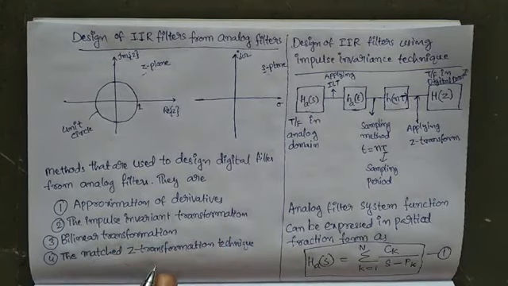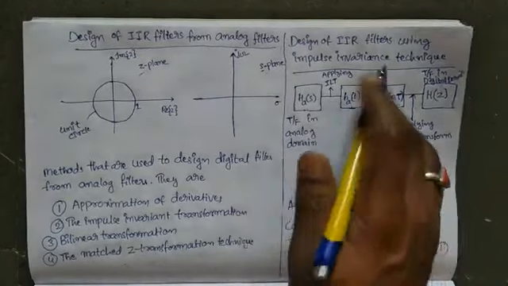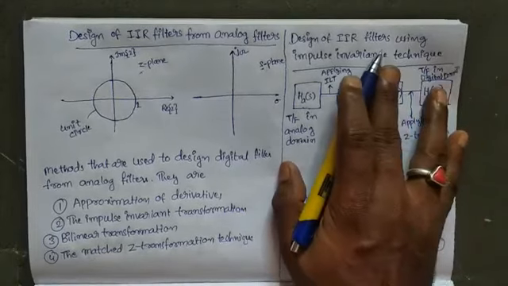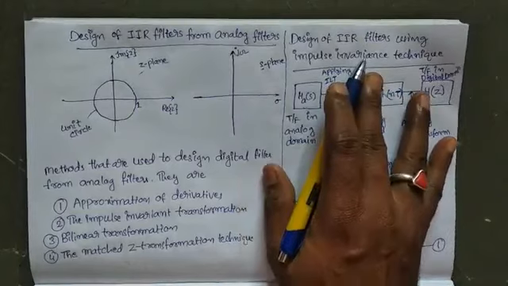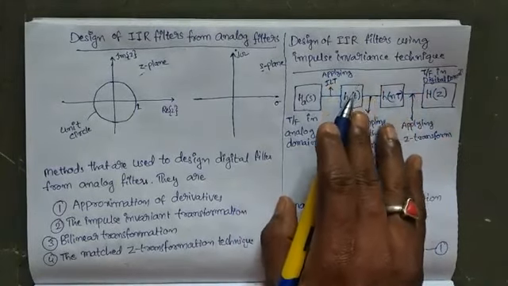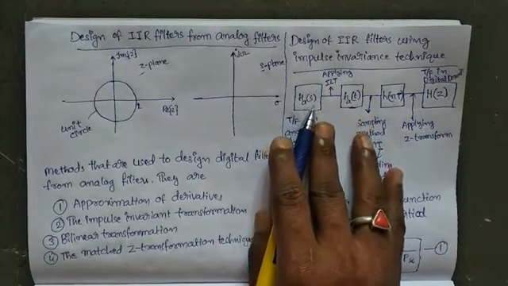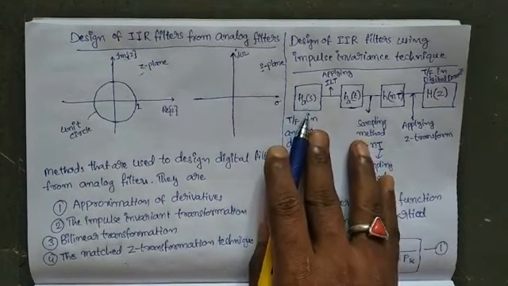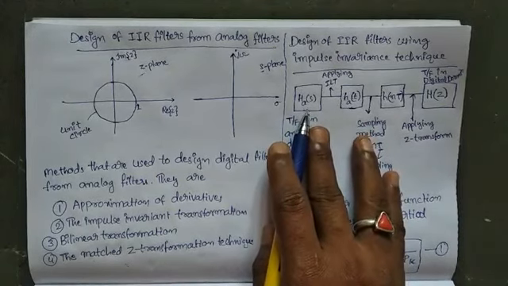In this section we are discussing the design of IIR filters using the impulse invariant technique. The impulse invariant technique is used to design IIR filters, meaning we are designing them from the analog filter. HA of S is the analog filter transfer function, the transfer function in the analog domain.